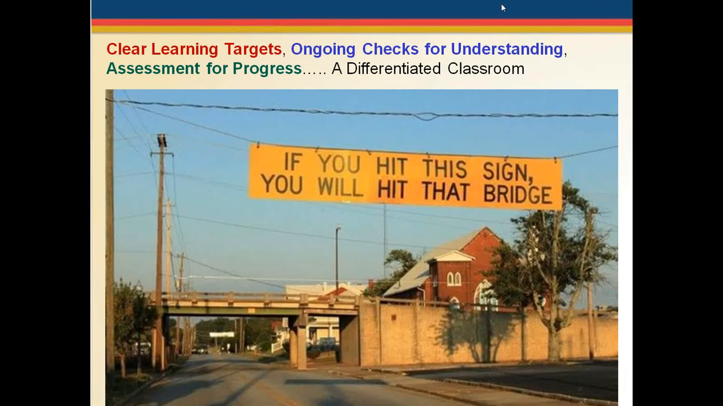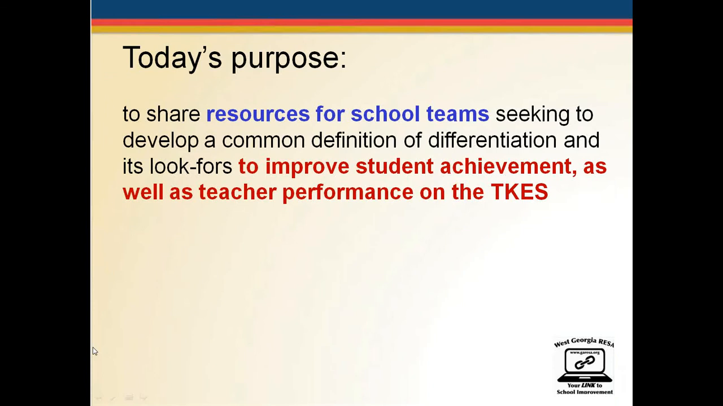This is one of my favorite little signs. Clear learning targets. If you can hit this sign, you will hit that bridge. I like this sign as a starting point for differentiation because one of the foundations of differentiation is to make it very clear what students are to do and to let them in on how far they are from that target, so that the formative assessment that you do in the classroom to give you an indication of where they are is also shared with them so that they know where they are.